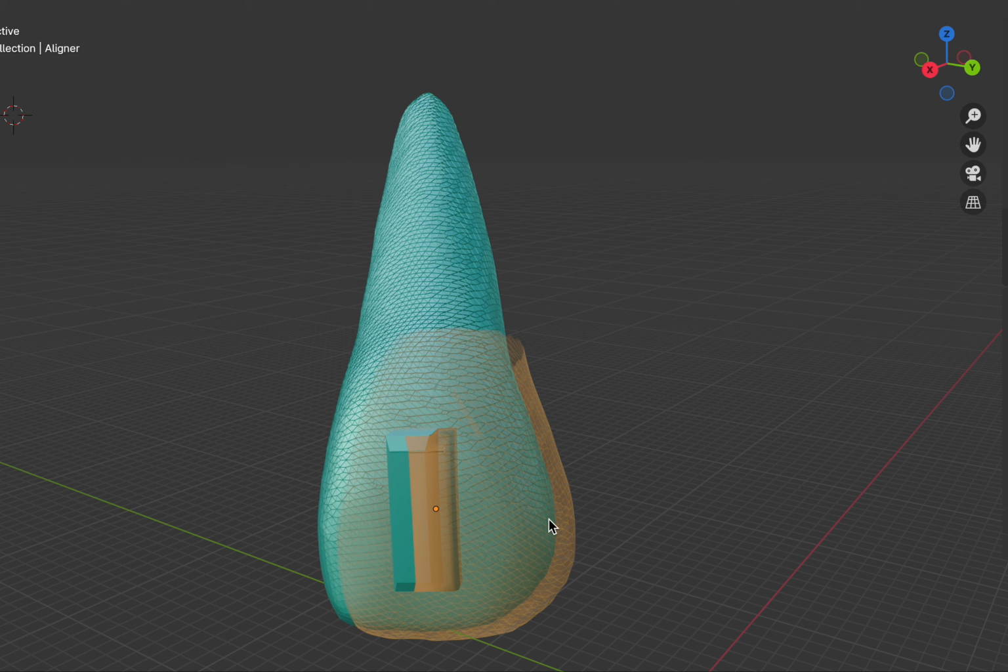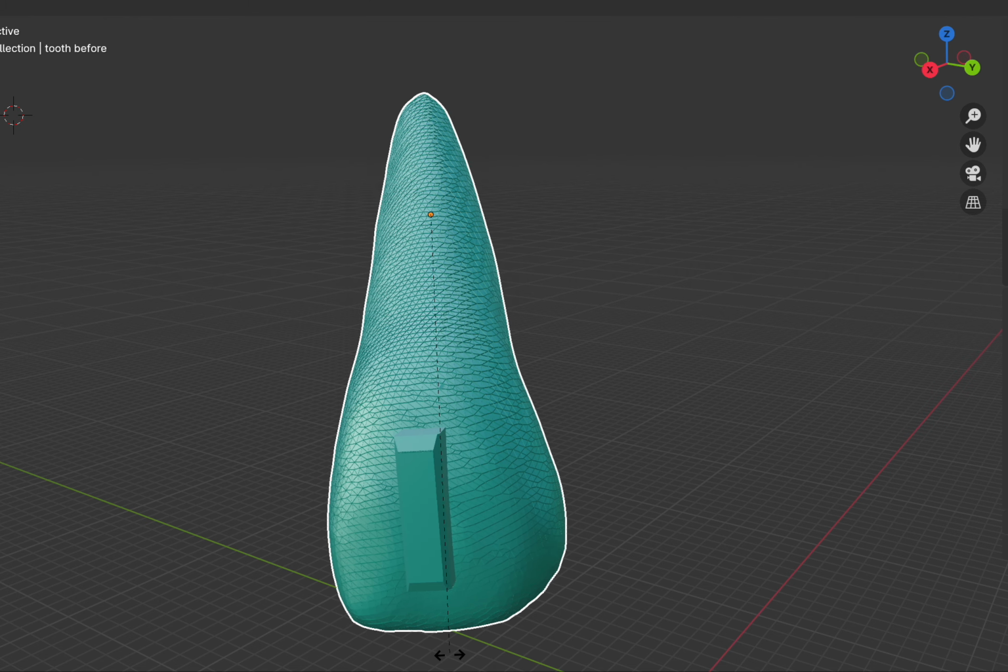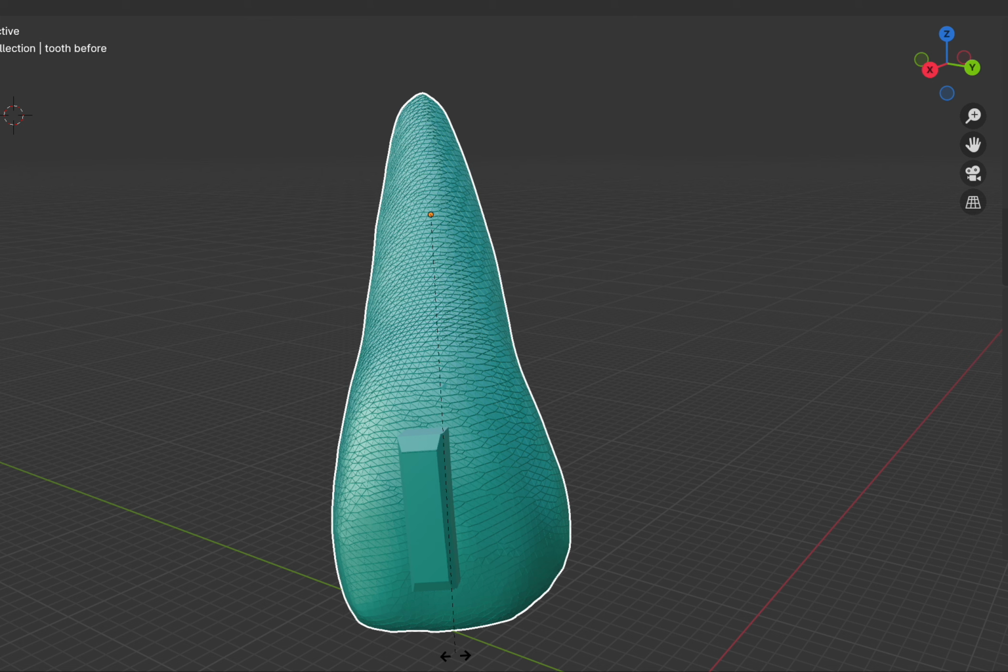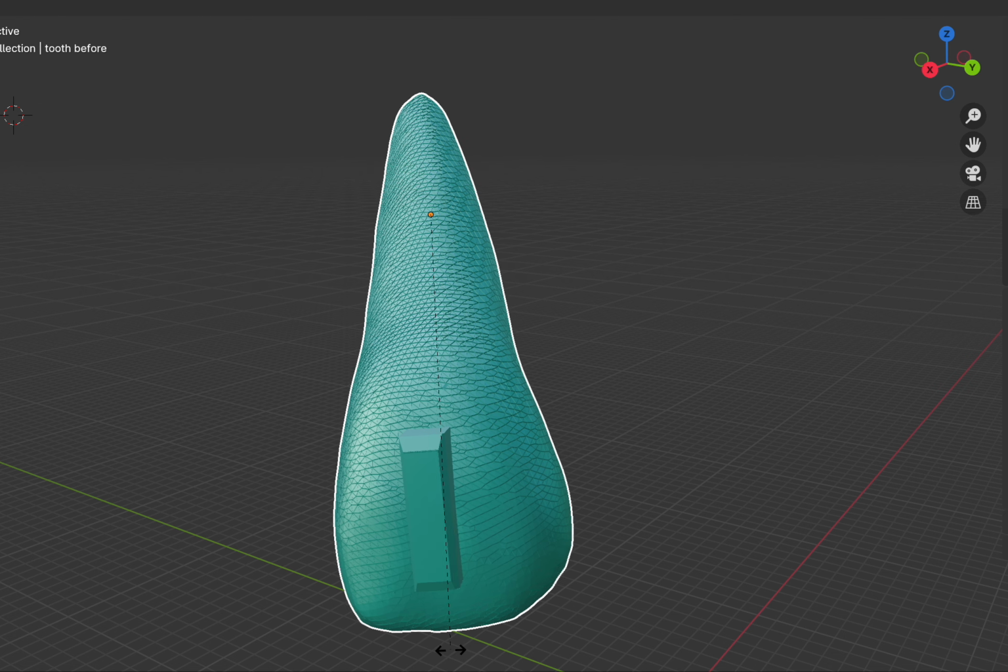But the problem that you have also is when you look at the force system that we'll be applying on this attachment, most probably you will get a form of a rotation, the same as we get when we use fixed orthodontics, where you have first tipping. So then the first movement will be tipping.